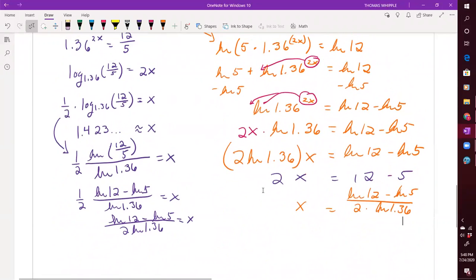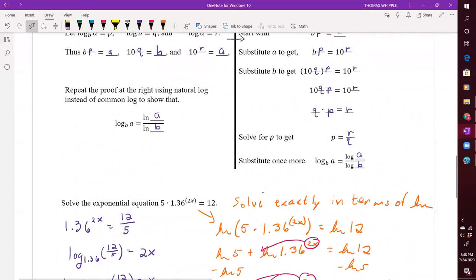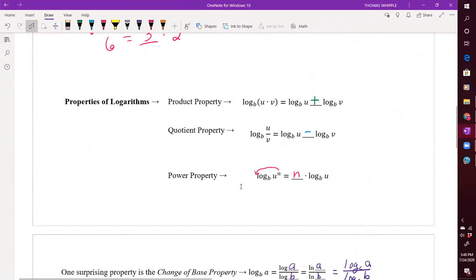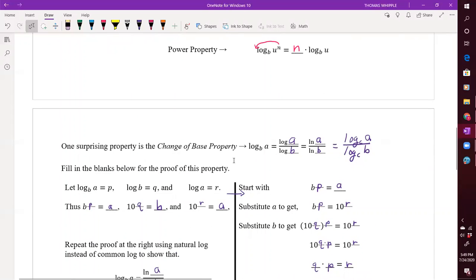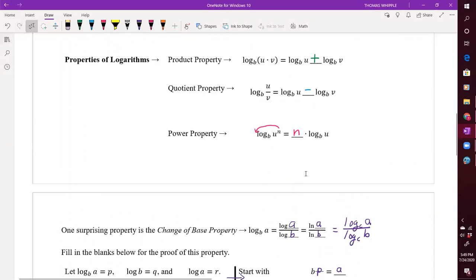Yay. So I hope this video has helped you become more familiar with the properties. Remember, there are 4 of them, right? We've got the product property first, then the quotient property with the minus there, and then the power property, which is really kind of an exponent on the power, the u. And then we have the change of base property. The ones you're probably going to use the most would be the first 3, but occasionally you'll run into the change of base property.